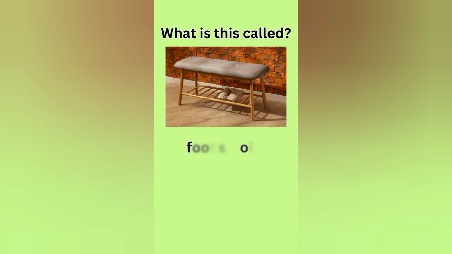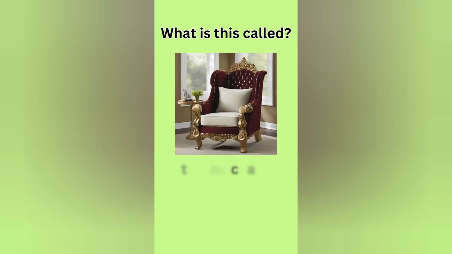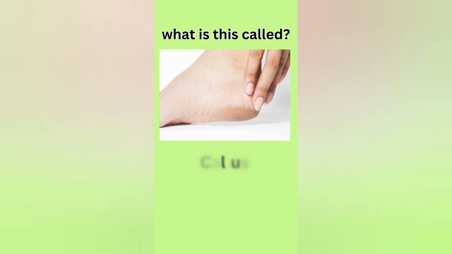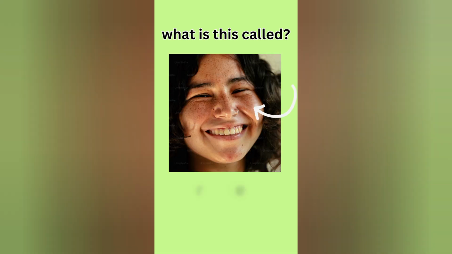What is this called? Footstool. What is this called? Throne chair. What is this called? Blister. What is this called? Callus. What is this called? Freckles.